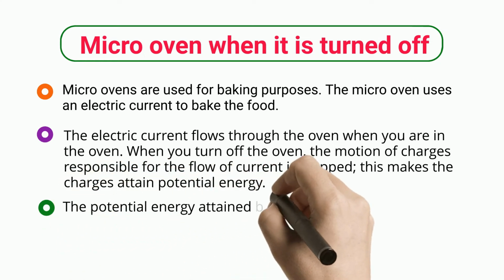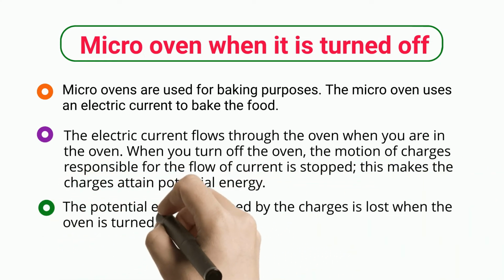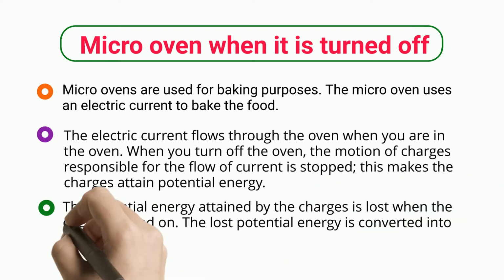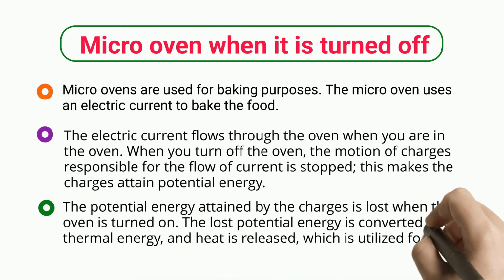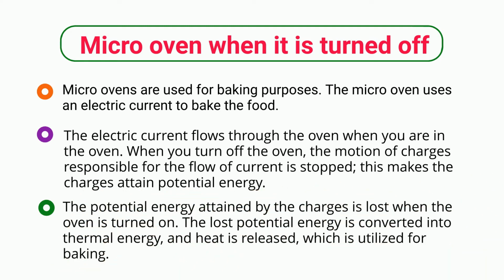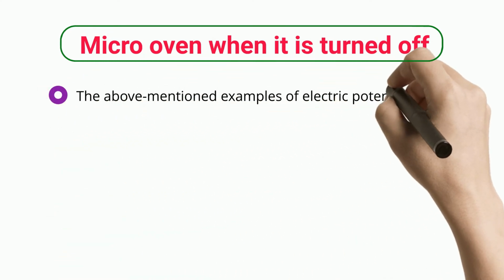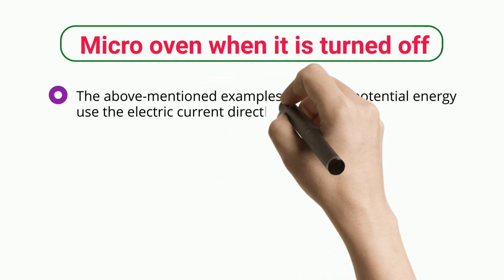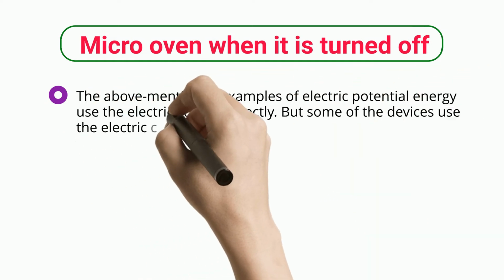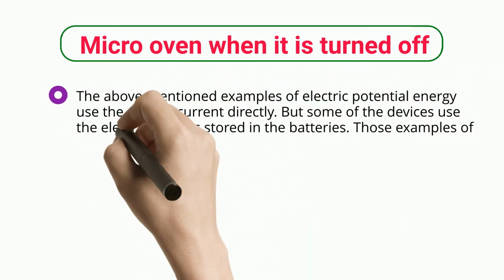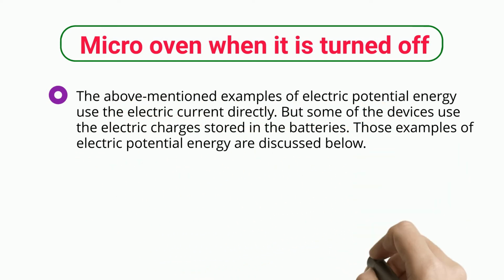The potential energy attained by the charges is lost when the oven is turned on. The lost potential energy is converted into thermal energy, and heat is released, which is utilized for baking. The above-mentioned examples of electric potential energy use the electric current directly. But some of the devices use the electric charges stored in the batteries. Those examples of electric potential energy are discussed below.